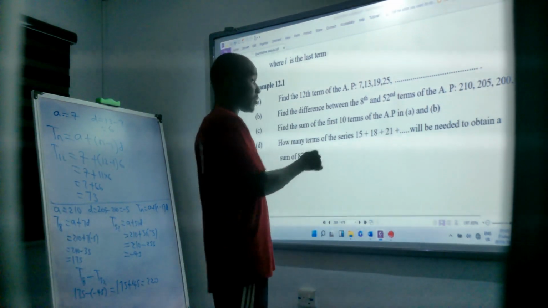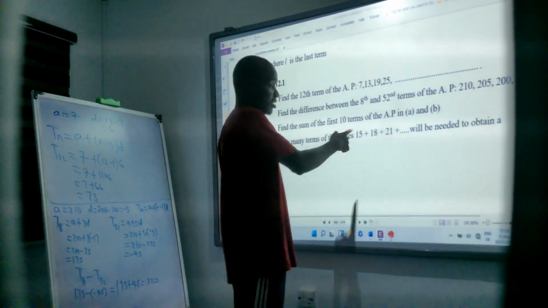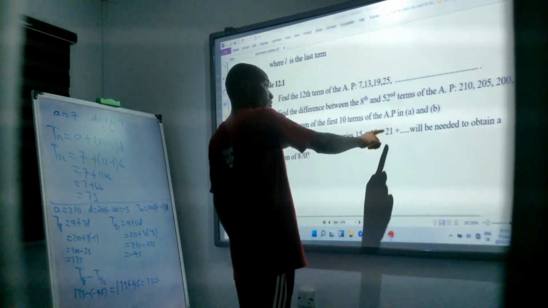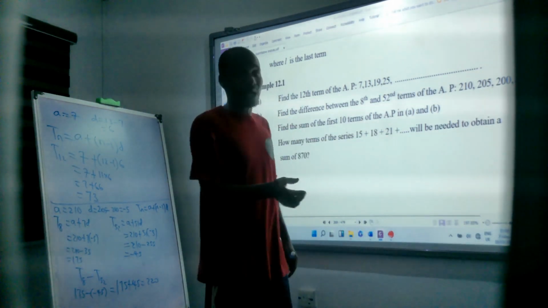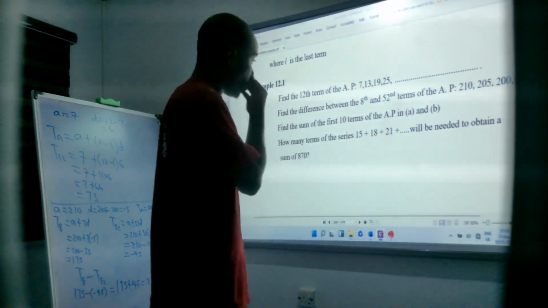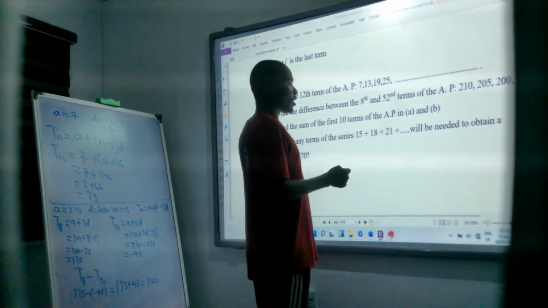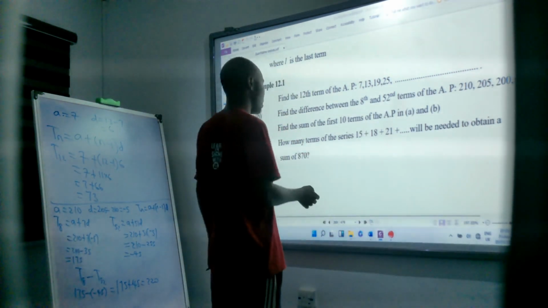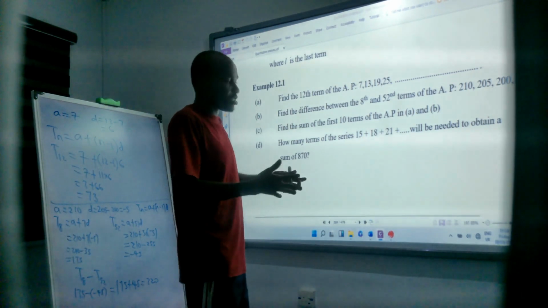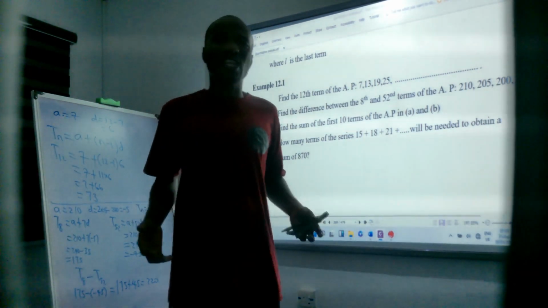So the first is 15, the second is 18, the third is 21. That means it is an AP. The first term is 15, the common difference is 3. 18 minus 15 is 3, or 21 minus 18 is 3. That's how you know it is an AP. So we have an AP, and we are about to get the sum of that.